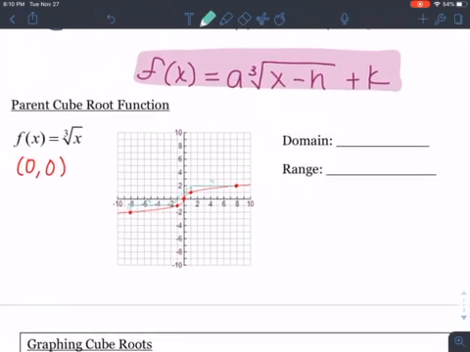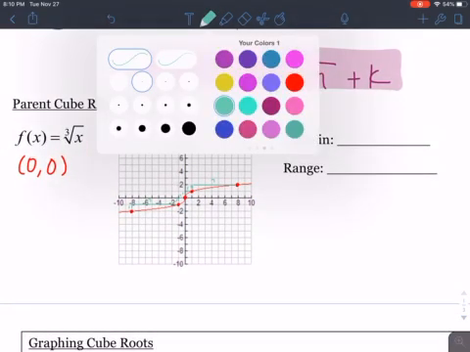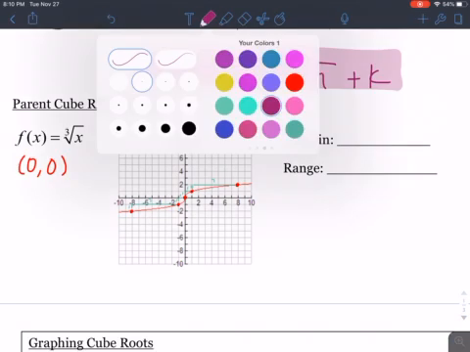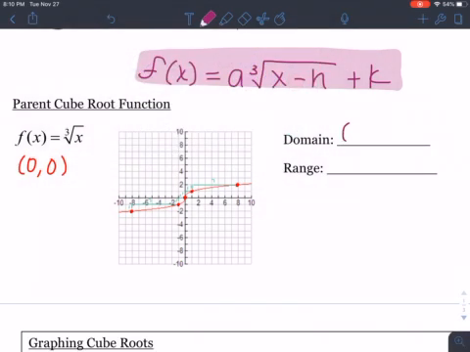Now, what I want to worry about is looking at the domain. Is there any domain restriction? There is not. This graph will go on and on forever. It goes from negative infinity to infinity. Always. So for every graph, you should never get it wrong. Now, your range also goes from negative infinity to infinity.